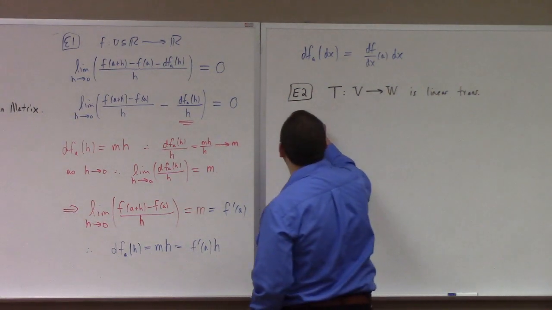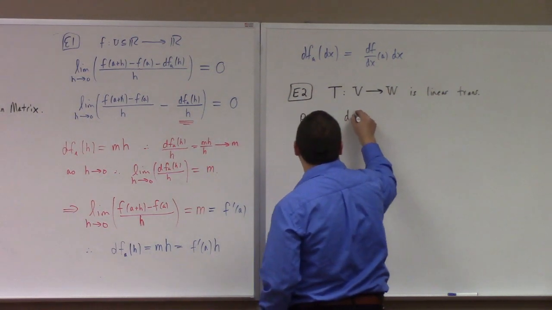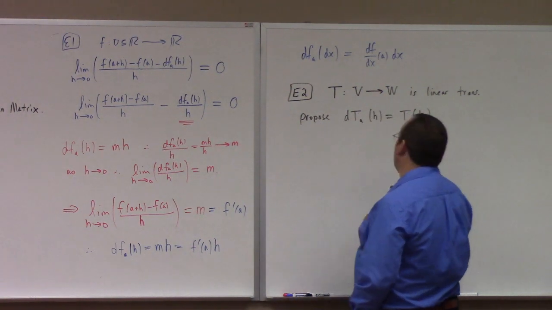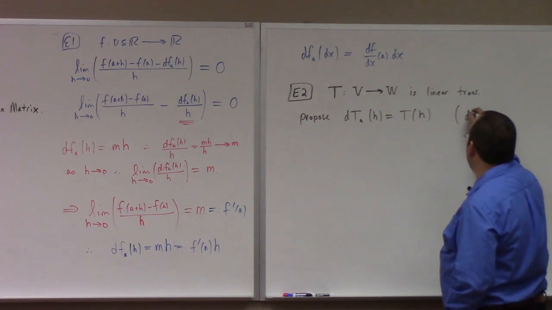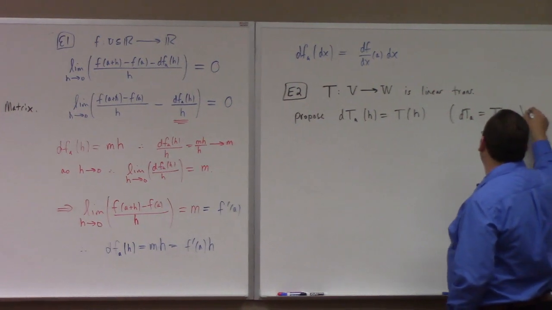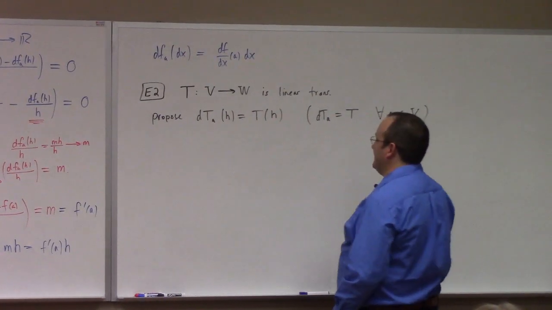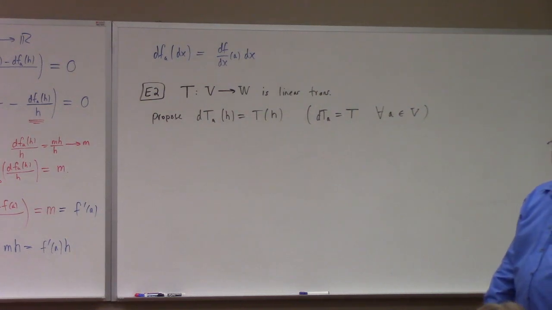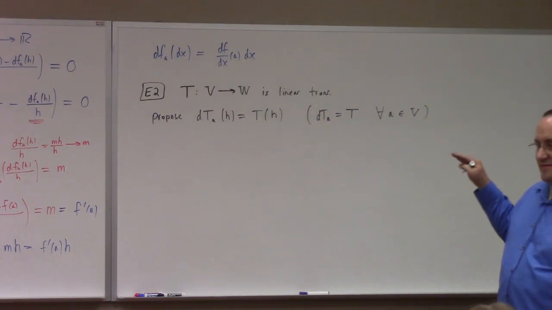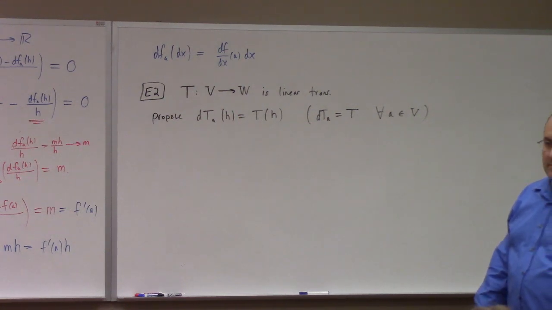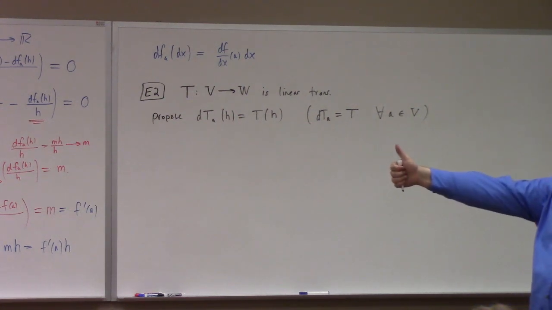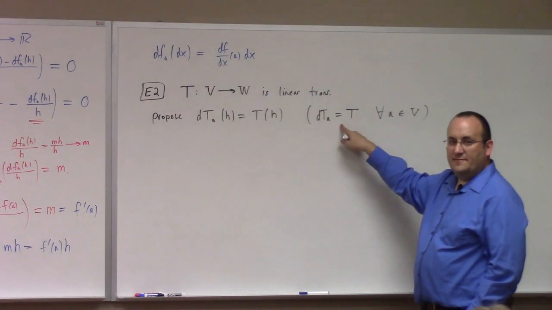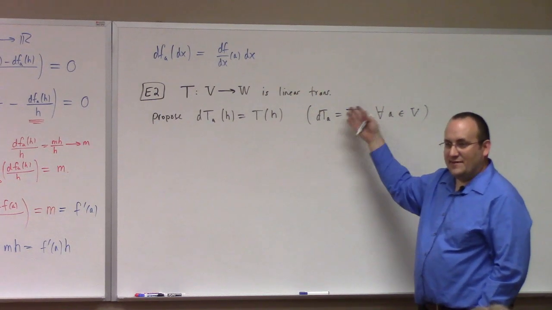I propose that dT sub a of h should just be equal to T of h. In other words, I'm saying that dT_a should just be equal to T for all a and b. I'm proposing that. What do I need to do in order to prove that, in fact, this is differentiable at a? Number one, I need to find a differential, which is linear. Is this linear? I just said T was linear, so yeah.